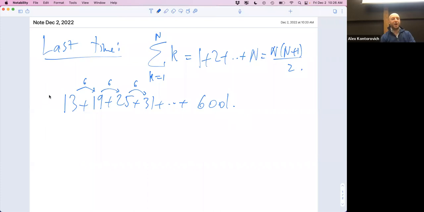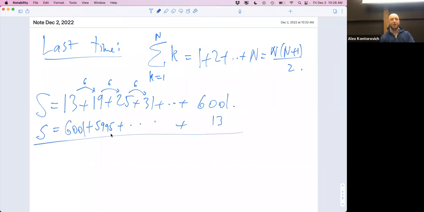Well, we can try the same strategy. Let S be this sum. I can write S again as the same sum but backwards: 6001 plus 5995 plus, and so on, down to 13. If I add these two sides, on this side I get 2S. Here I get 6014, and I get another 6014, and another, all the way down to the last 6014.